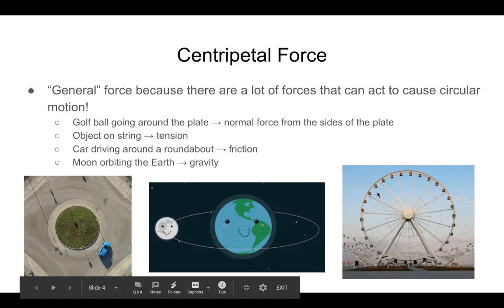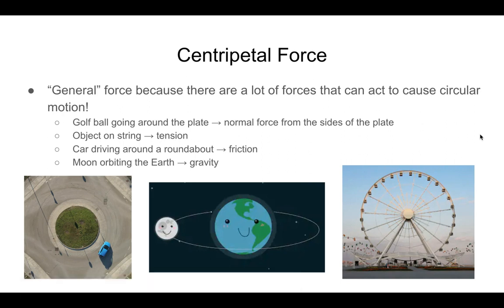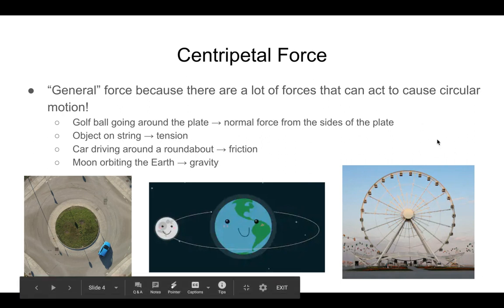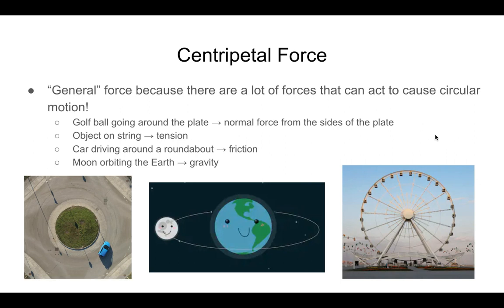And then something like a Ferris wheel, we can actually have a combination of forces acting to cause circular motion. In this case, it would be like the force of gravity and the normal force. And I have another example of that in a bit.